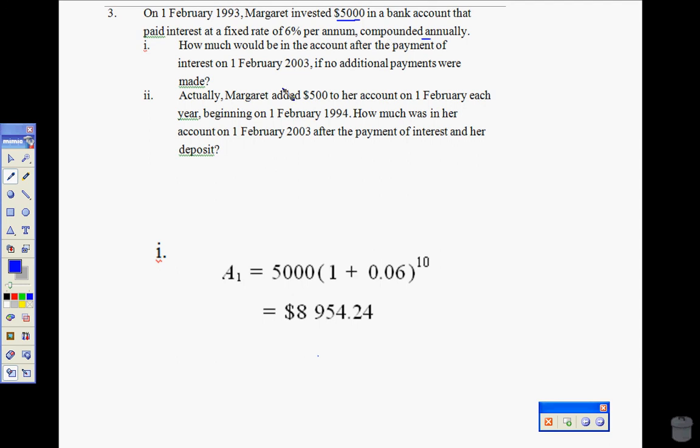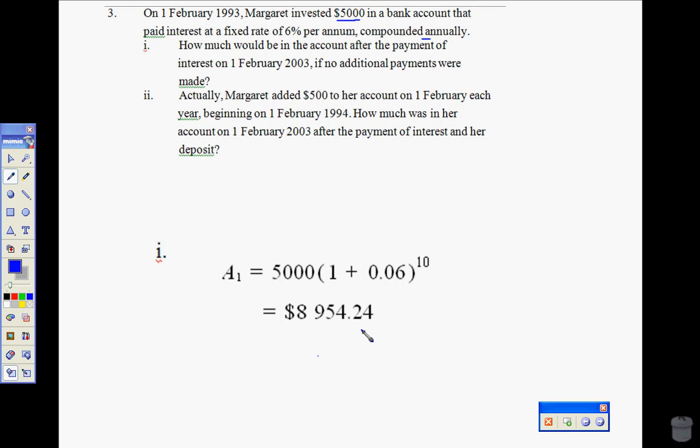So the first part is how much would be in the account after the payment of the interest on 1st of February 2003. If we look at how long she's gone, it's been 10 years, from 1st of February 1993 to 1st of February 2003 with no additional payments. Basic, simple compound interest question. So 5,000 times (1 plus 6%) to the power of 10, because it's been 10 terms, amounts to that amount. So that's just applying compound interest.